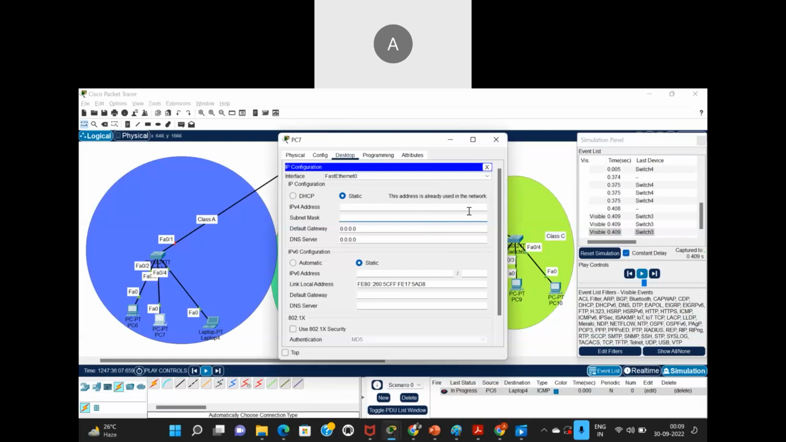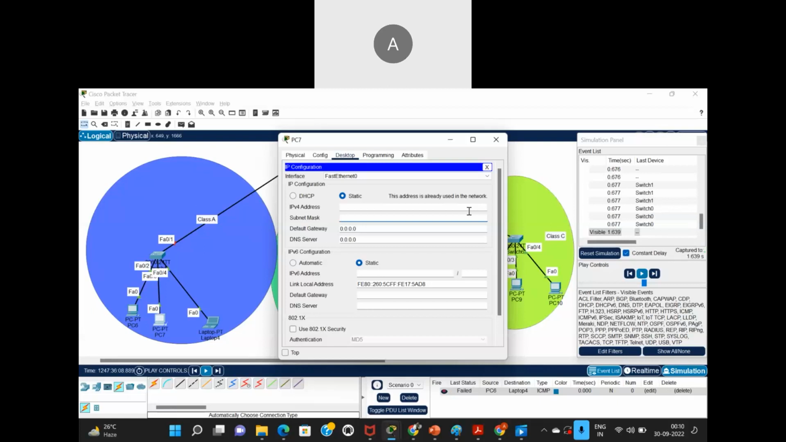Guys, did you get gratuitous ARP? I just told you about it. It checks the duplicacy by sending a broadcast for the same IP address which it wants to assign to itself. Like if I try to assign 10.1.3, it will be sent as a broadcast to everybody in the network, and Braven will reply that please don't take this IP address, this belongs to me.